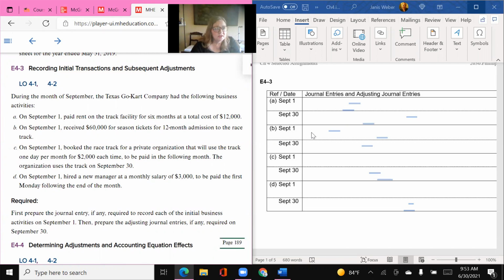Okay, so the first thing is, this problem says during the month of September, Texas Go-Kart Company had the following business activities. It gives you 4 transactions that happened. The requirement is first prepare the journal entry, if any, required to record each of the initial business activities on September 1. And then prepare the adjusting journal entry, if any, required on September 30th. So this is the reporting period of 1 month. It gives you a little idea of what adjustments will be needed.